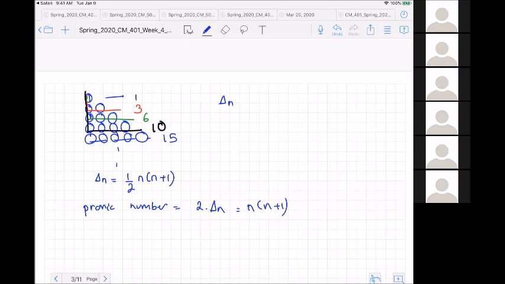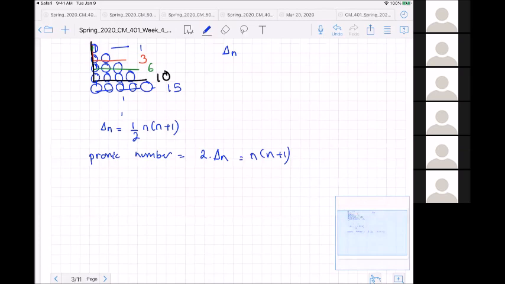Now, by the way, you can show that this is true by using induction, right? If we show that this is true for n minus 1, and if we add n to both sides, we get the sum of the triangular numbers. You can show the proof by using induction, okay?